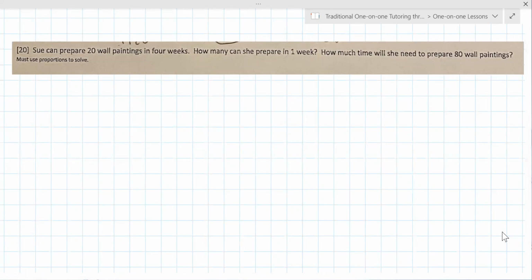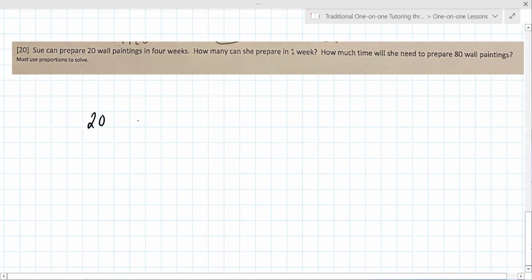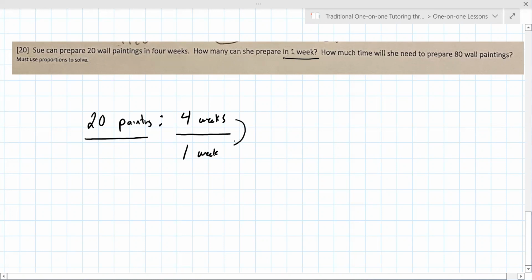Sometimes it's good to actually write that 20 paintings and then to use a colon. We will get to a fraction in a moment, but in 4 weeks. Now it says, how many can she prepare in 1 week? So that's where you write the 1 week below the weeks. And now we're going to put a fraction bar in. How did you go from 4 to 1? That's the question you're asking yourself. So in this case, you divided by 4. So now you have to take this 20 and divide it by 4.